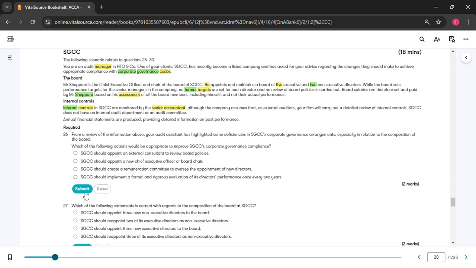2, and 3 also, sir, because they cannot decide their own payment. There should be a remuneration committee. Yeah, fine. But go by the thing, which is most important? I think 2. 2, sir.